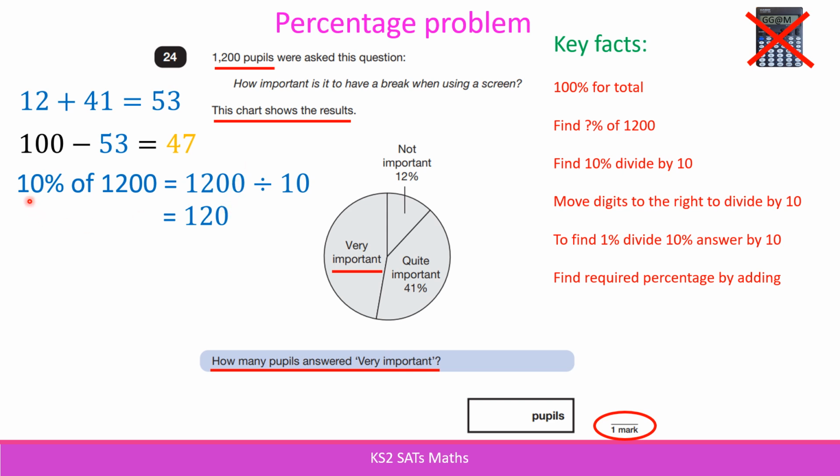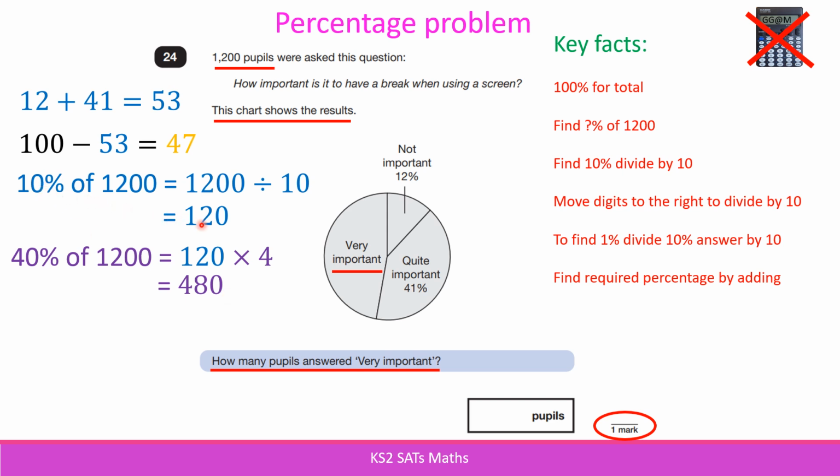Once I've got 10%, I can work out 40%. So multiplying this answer here, 120, by 4 will give me 40%. Multiplying, you can use the column method or grid method, whichever you prefer, or you can do it in your head. So 100 times 4 is 400, 20 times 4 is 80, so I've got 400 plus 80, which is just going to be 480.